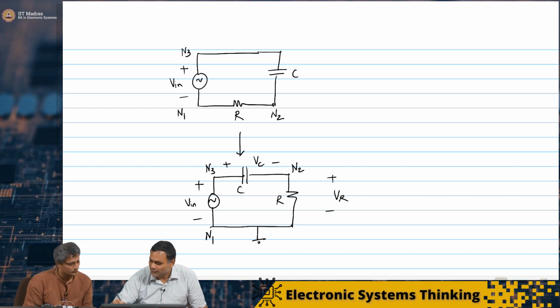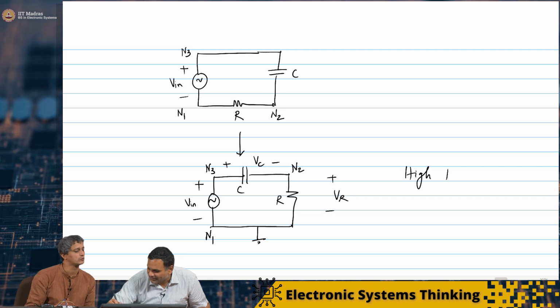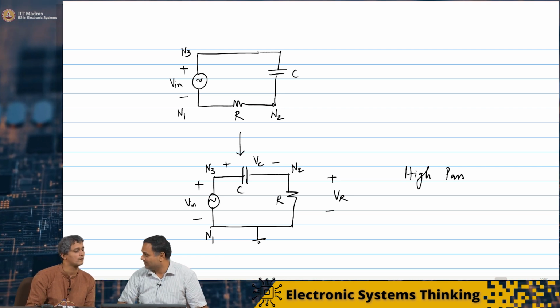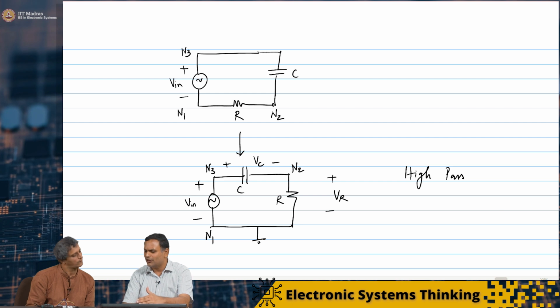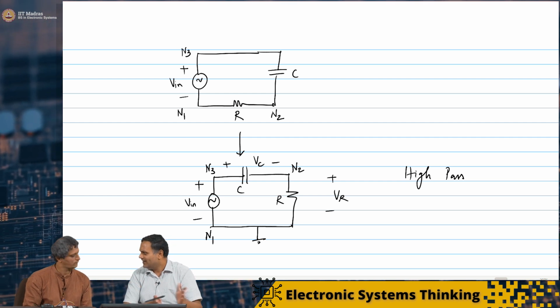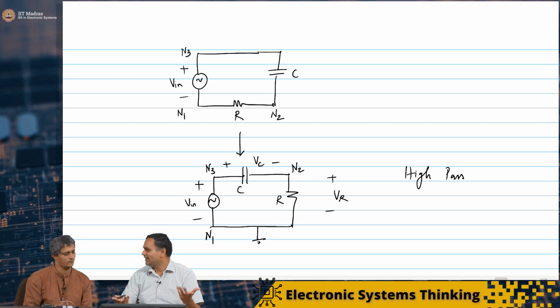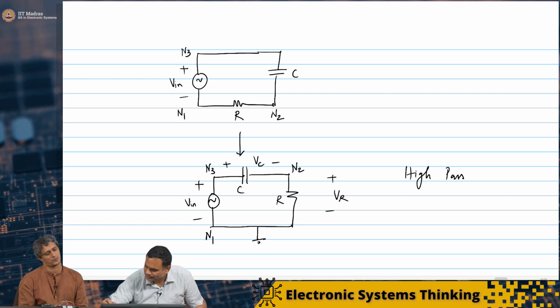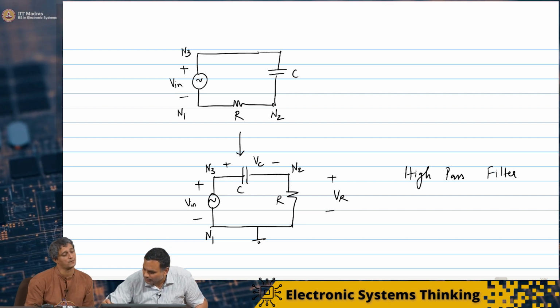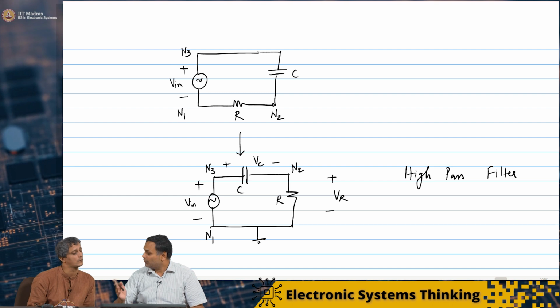So this is my high pass filter. In fact, a lot of textbooks prefer to draw it like this, because it's easy to measure, and the output is coming from the right side and input is being applied on the left side, which is the natural convention. So let's go on to the experiment then.